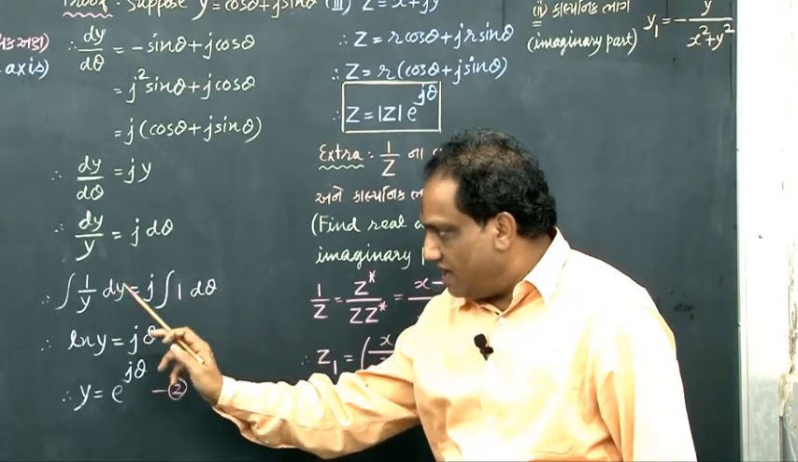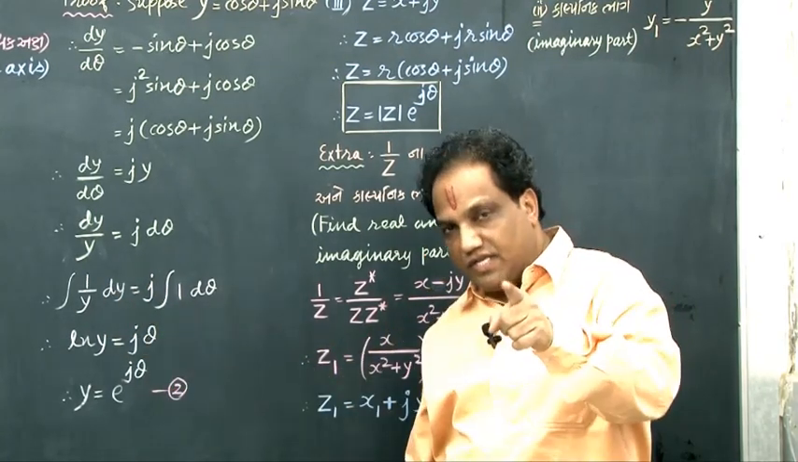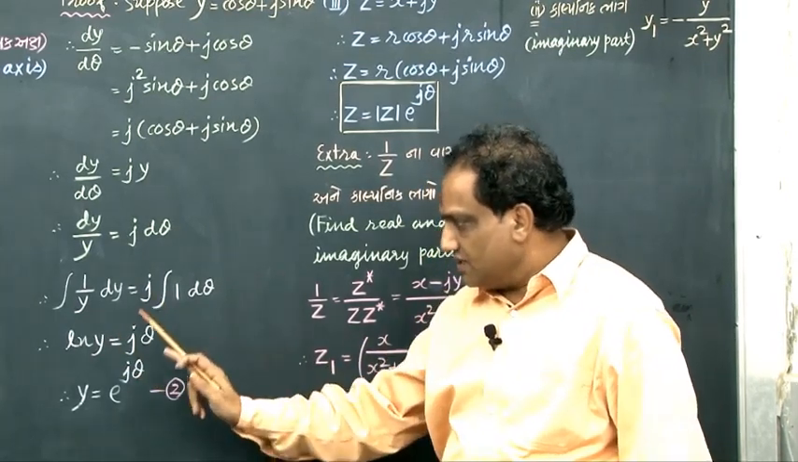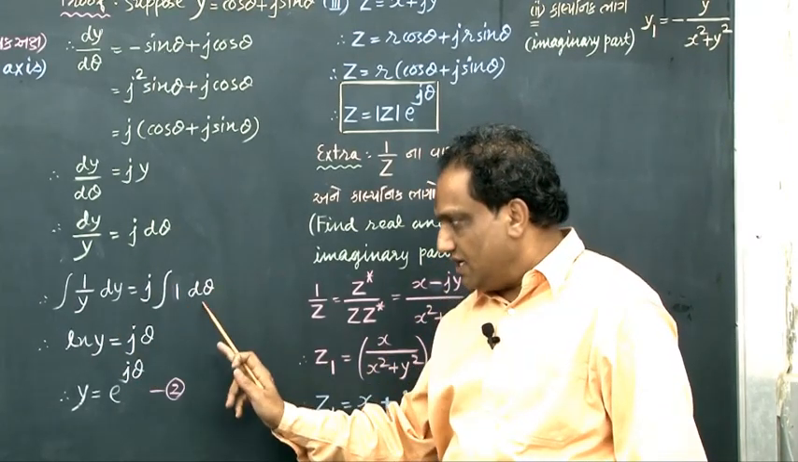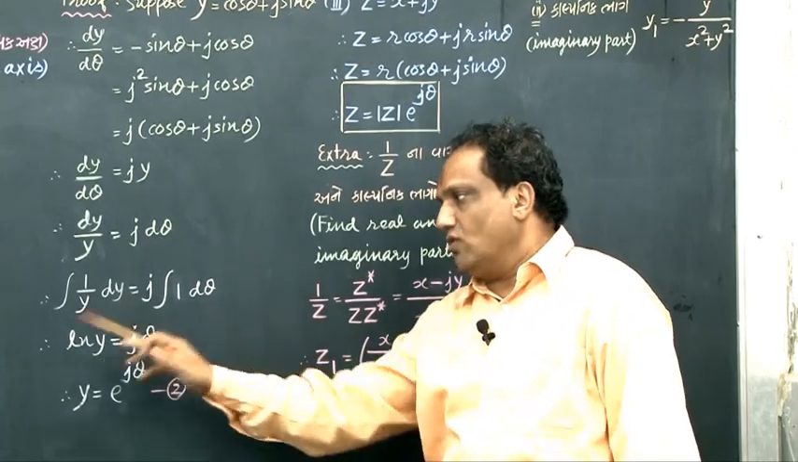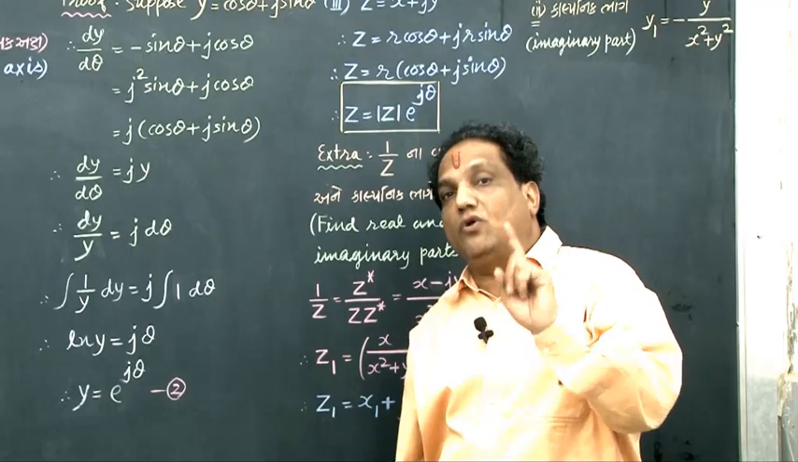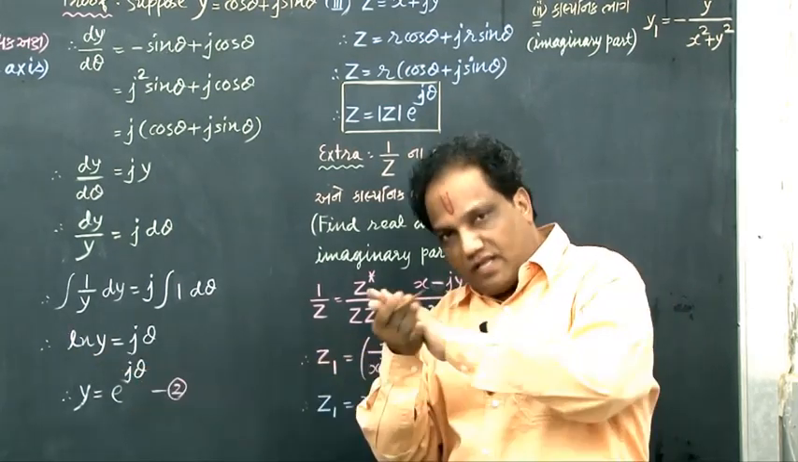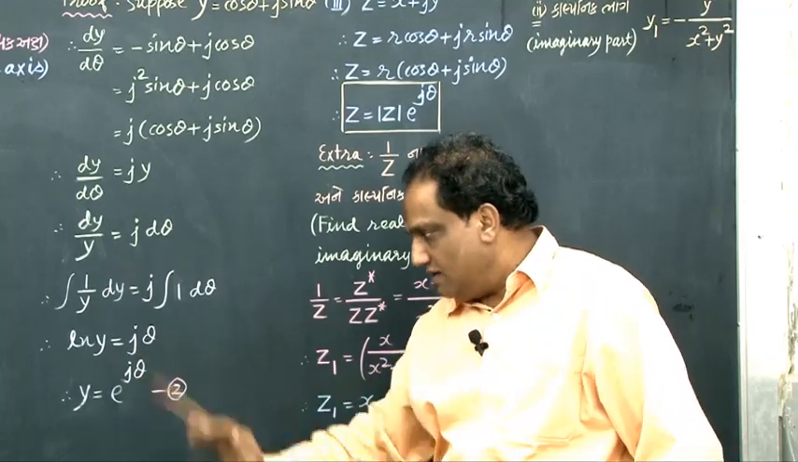Integration 1 upon y dy, its integration is natural log of y. j as it is. Integration 1 d theta gives you theta. And now just take antilog on both the sides to the base e. Antilog and log will cancel, giving you y.